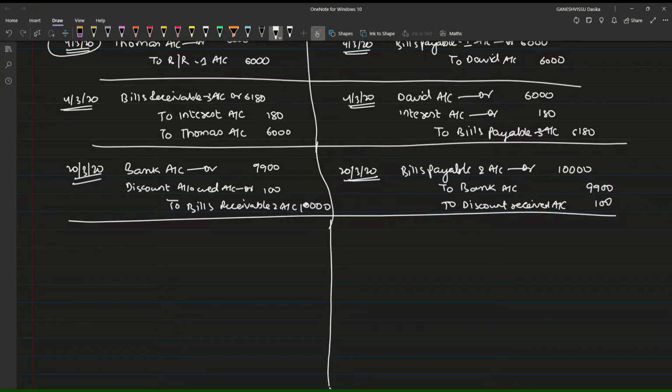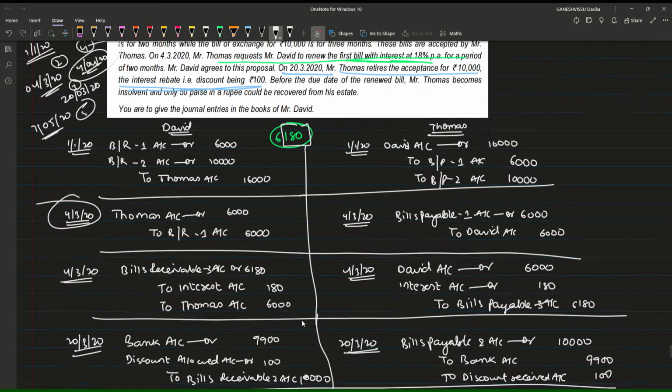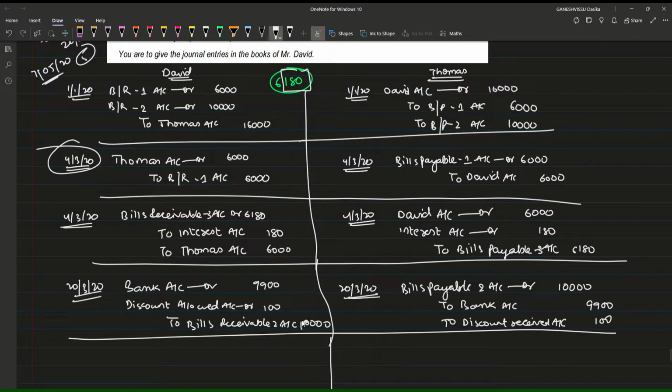Now we need to go for the third bill. The second bill has been completed. What happened is that before the due date of the renewed bill, Thomas becomes insolvent. At the time of insolvency, the bill which has been drawn on the debtor will be dishonored once again, for which the entry would be reversed.